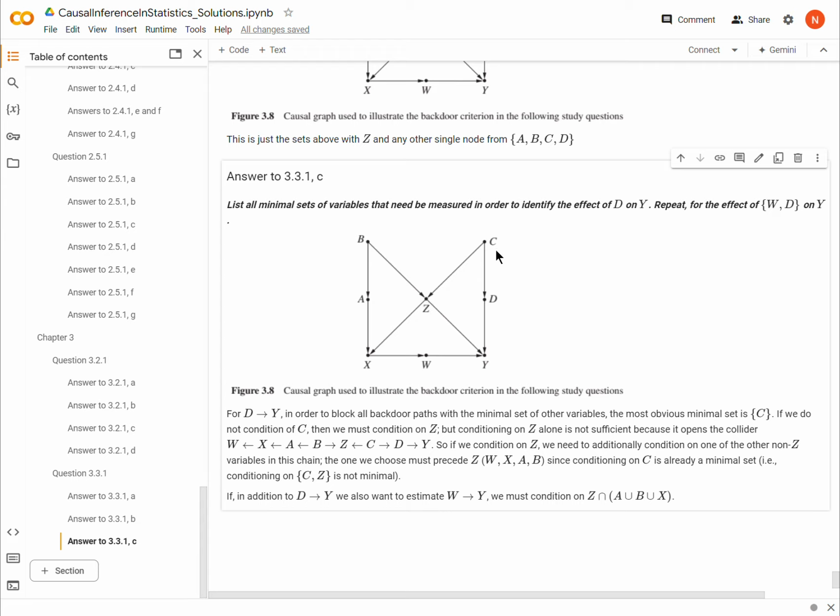But if we condition on Z, notice that we're opening up all sorts of backdoor paths because Z itself is a collider. So in addition to Z, we would also have to condition on these other things that are feeding Z, on this side of the graph here, and you can look at the detailed explanation if you'd like. So there are many minimal sets there: C, and then Z and one of these other variables over here. Z and B, Z and A, Z and X, and so on, or just C all by itself. Okay, so those are our minimal sets there.